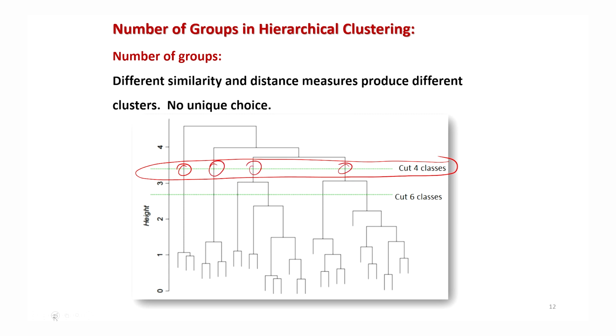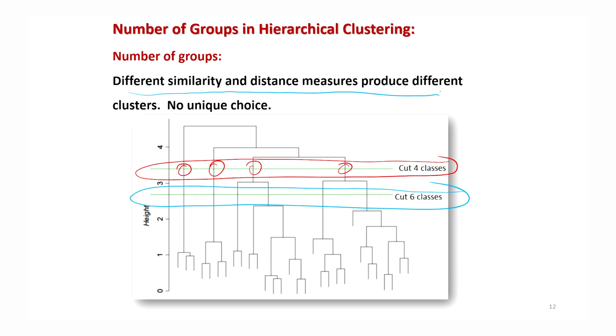On the other hand, if you want to have 6 clusters, then you have to cut the dendrogram at this place, and then you will have 6 clusters here. But definitely, I would say that different similarity measures and distance measures produce different clusters. So there is no unique choice. If you take one measure and want 4 clusters, and then take a second measure and also want 4 clusters, then these clusters may be different.